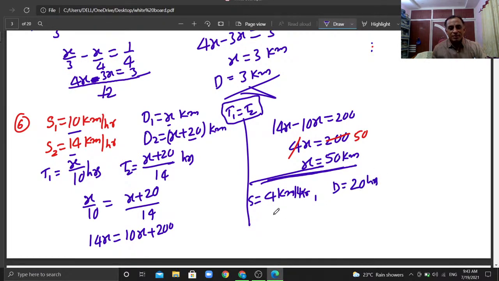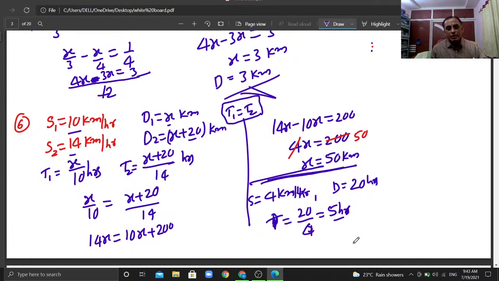Then what is the distance? What is the time? Time is equal to distance by speed. Distance is 20, speed is 4. 4 fives are 20. So what is the journey time? As the first day or second day, the journey time is same. That is 5 hours. Clear? Now 5 hours is the time.